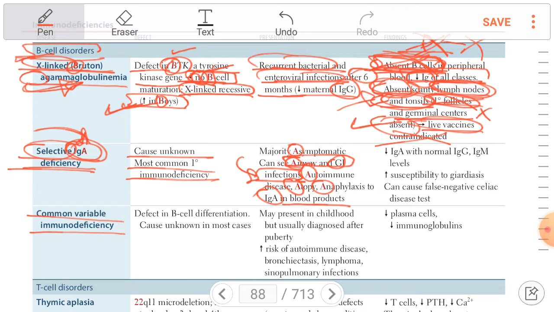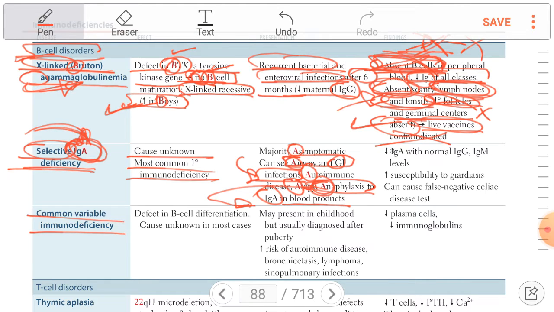Why? Because if you give a patient who doesn't have immunoglobulin A a blood product that contains immunoglobulin A, there is anaphylaxis to it. So you must remove immunoglobulin A from blood products before transfusion for patients suffering from immunoglobulin A deficiency, to avoid anaphylaxis. So here it's called selective for immunoglobulin A.